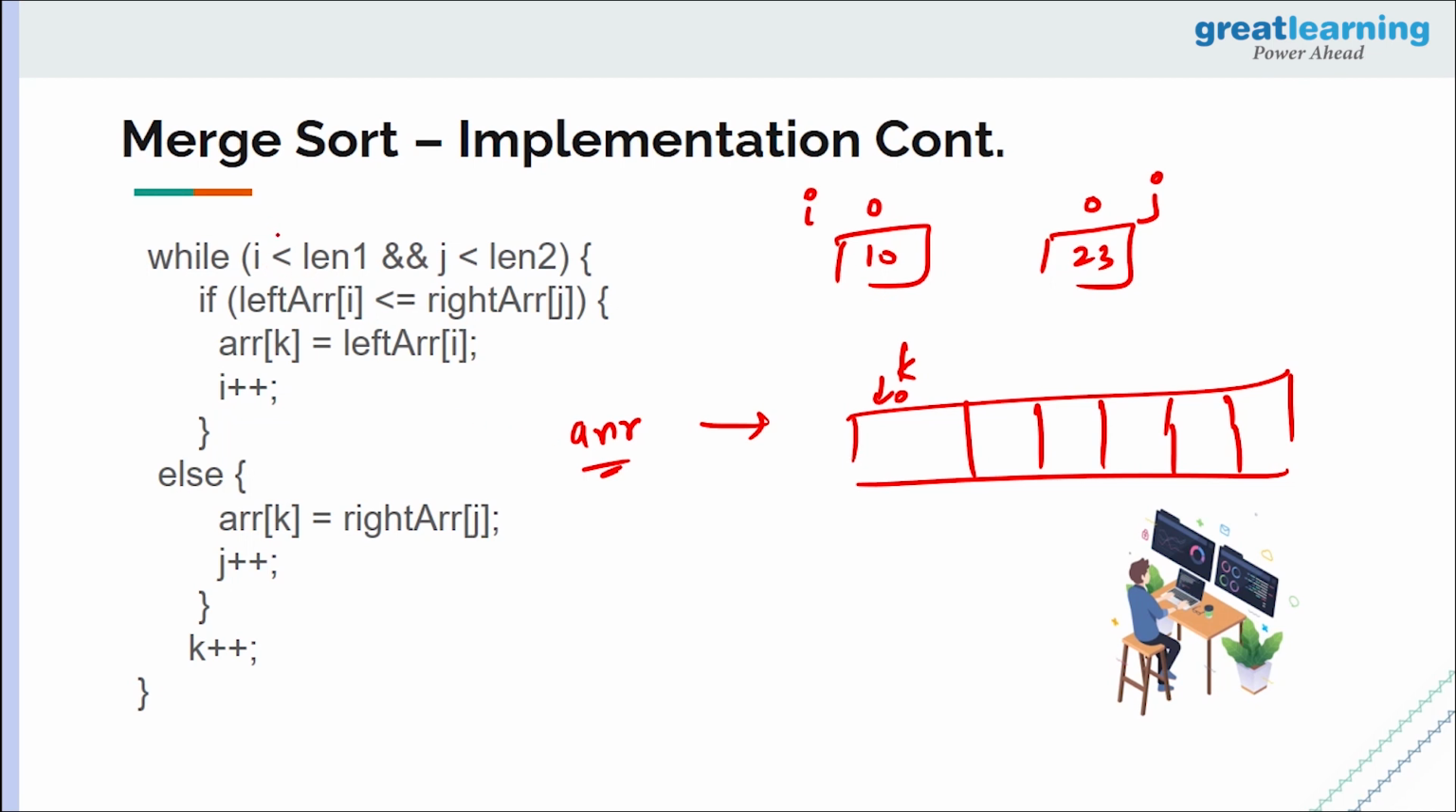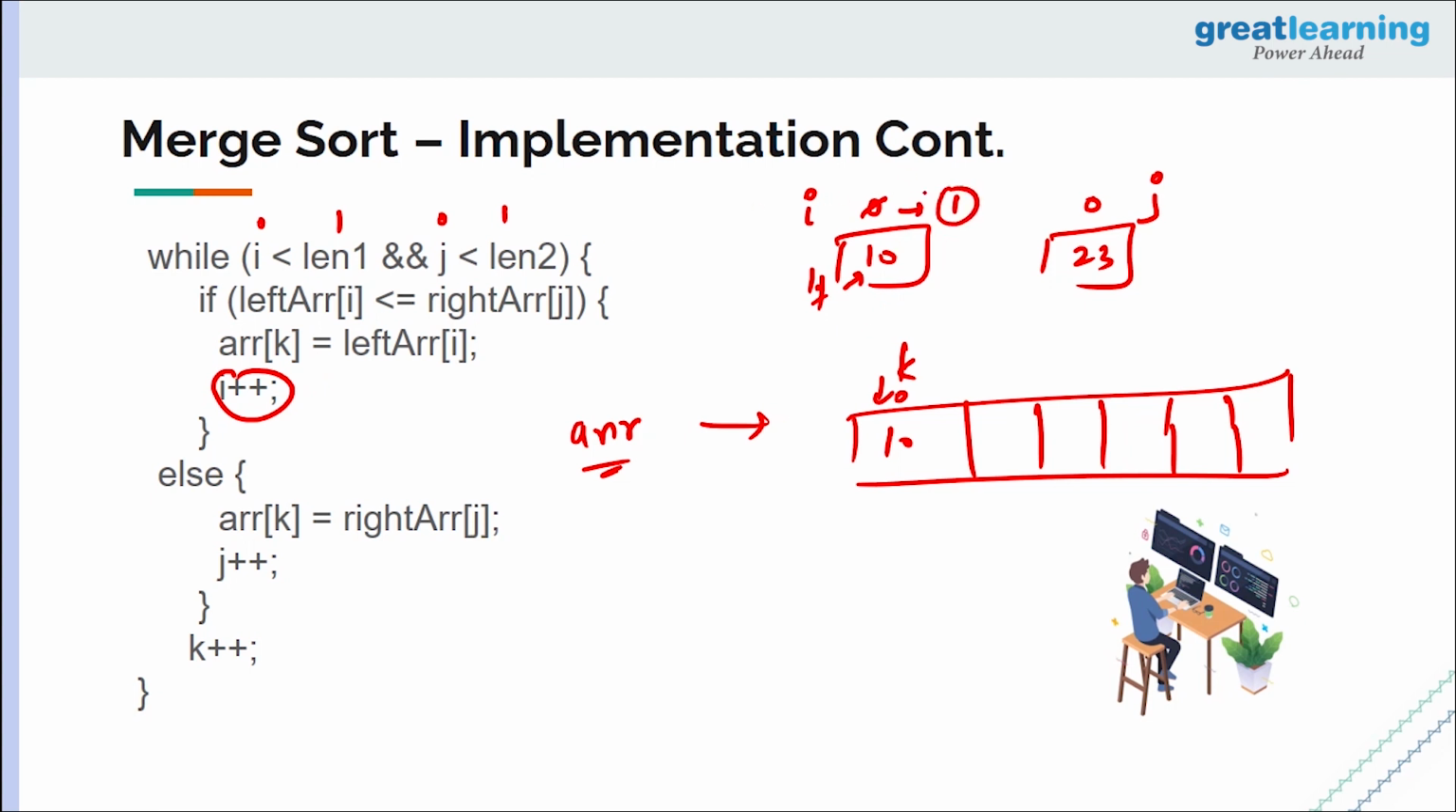Now in that case, we have I pointing to 0 and length is 1. Obviously it is less than. The same case will happen here: 0 is less than L2, right? Now we compare these two values. First we insert the lesser element, that is, 10 is less than 23. Yes, it is. So we insert from this left array, whatever is the content in it, that is 10, and then we increment our I. So I will now be incremented to 1.